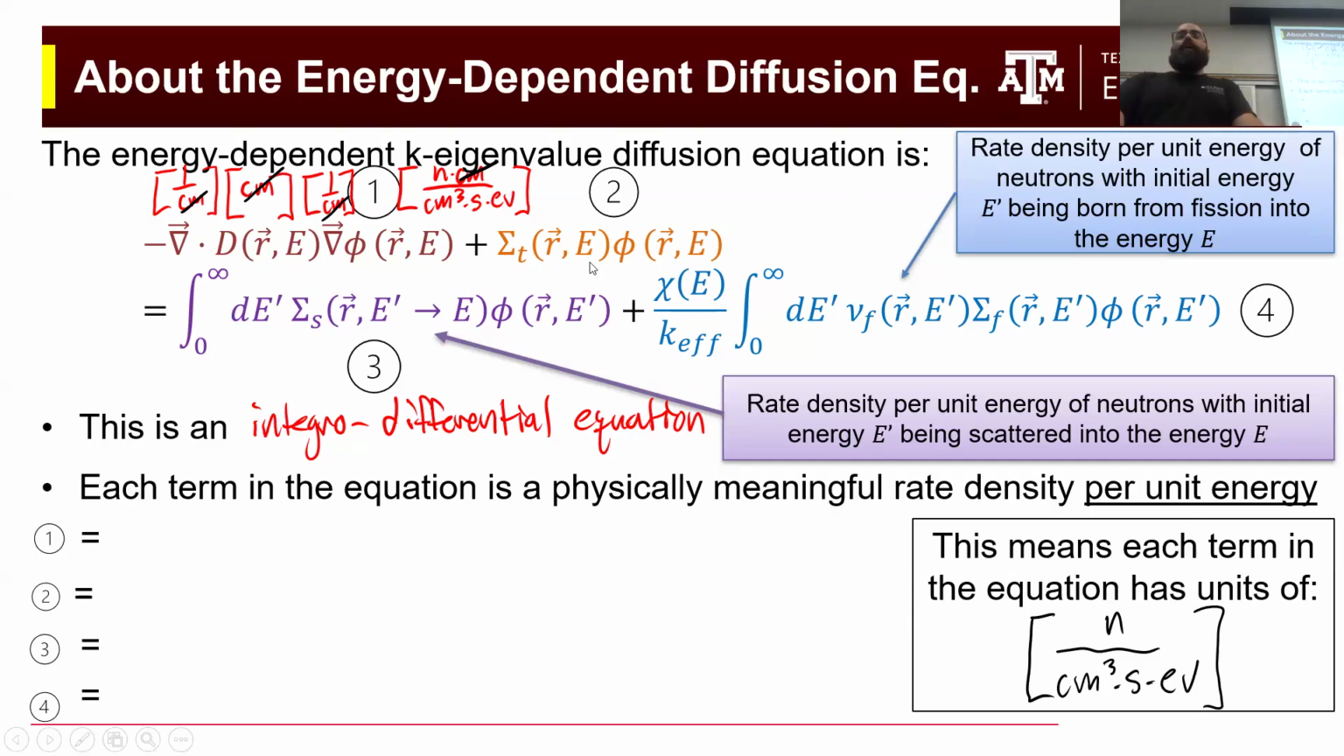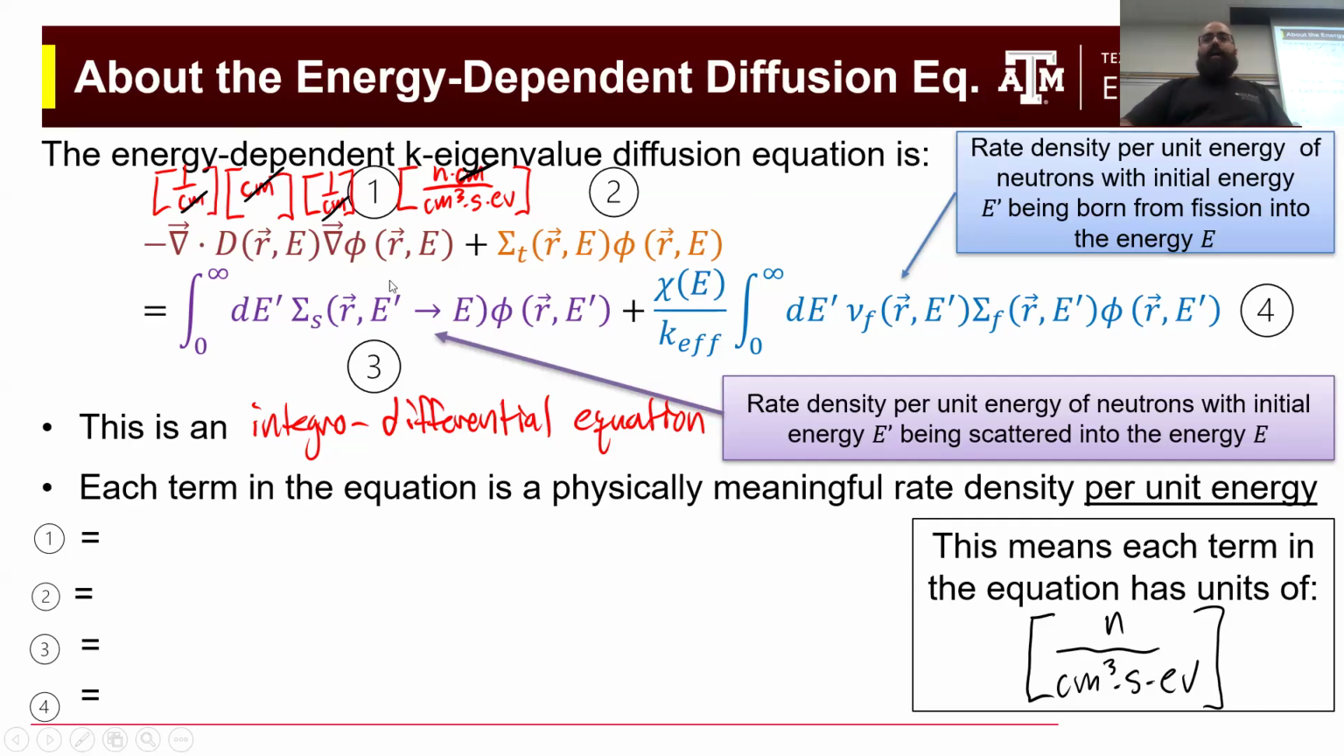So these are all basically reaction rate densities per unit energy. Each term in this equation is a rate density per unit energy. And so you could play a similar game. It would probably be good practice to make sure that, knowing what these terms are, you could work out and show that each of these overall terms has these units.